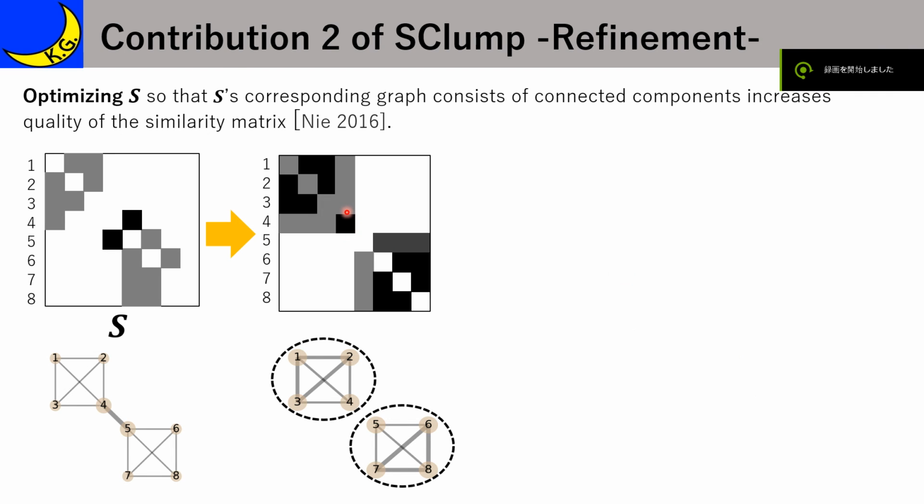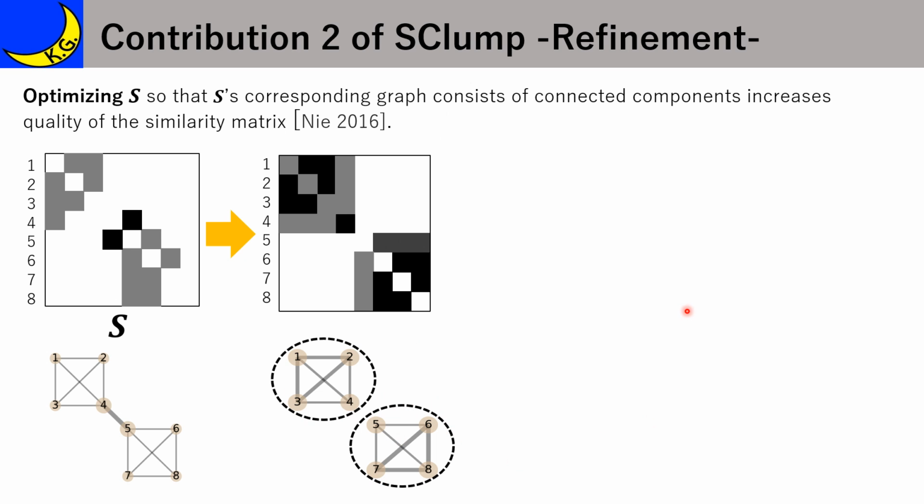In addition, Nie stated that optimizing similarity matrix S so that S's corresponding graph consists of connected components increases the quality of the similarity matrix. This optimization is expected to detect the derived connected components as desirable clusters.